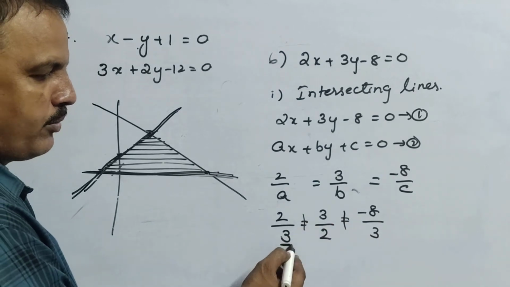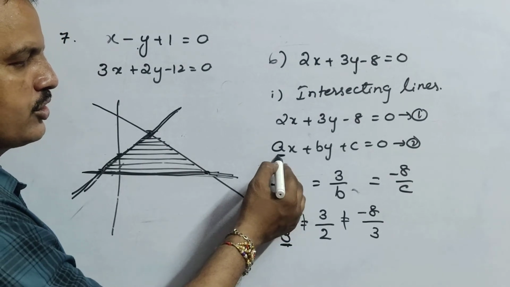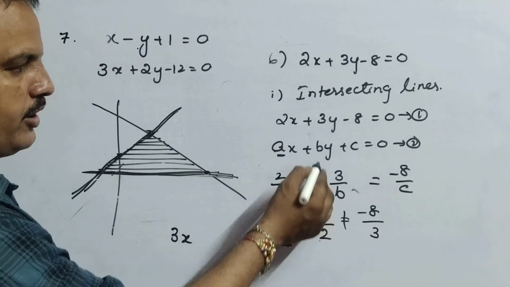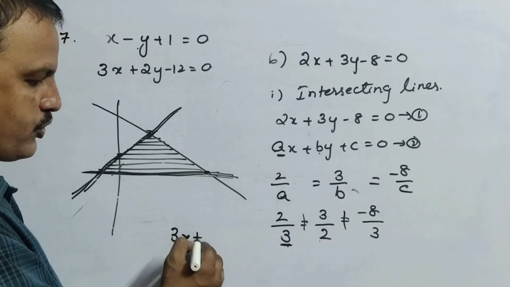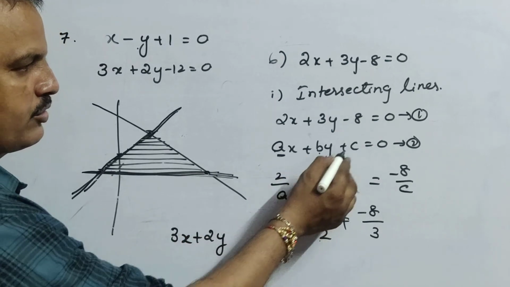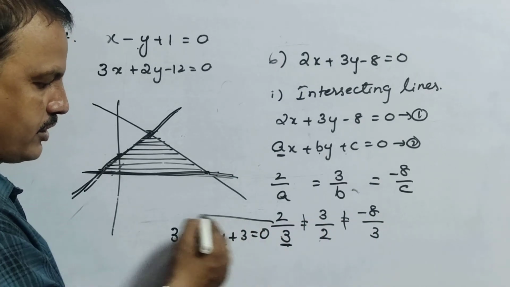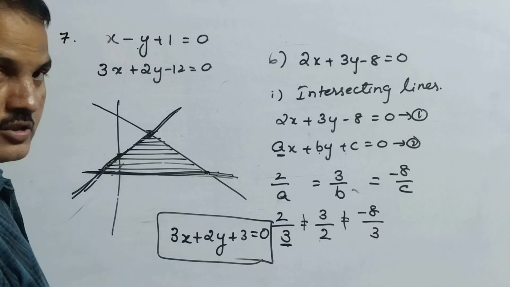That means A how much you have taken? 3. So instead of A you can write here 3x. B you have taken 2, so plus 2y. Now C you have taken 3, so plus 3 equals to 0. This is the second equation you have got.